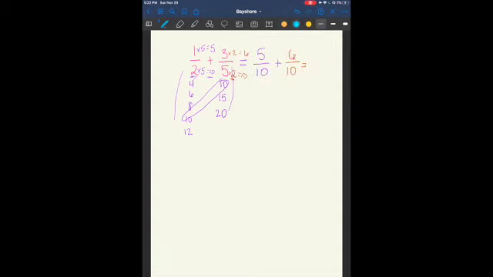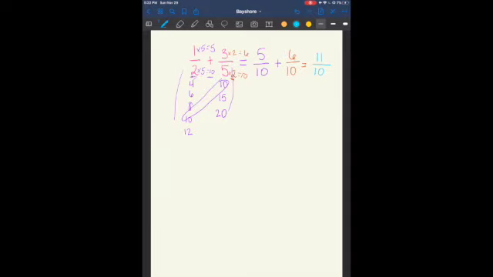Okay. So we're trying to have the denominators be the same. We want that bottom number to be the same. When it's the same, we just leave it alone, right? And then we add the top. So 6 plus 5 gives me 11.